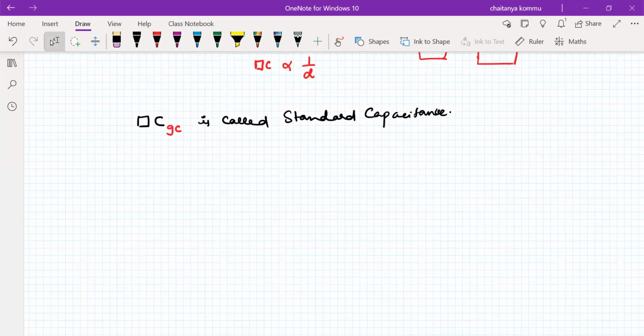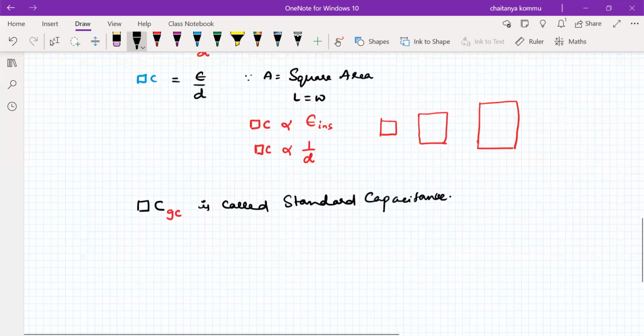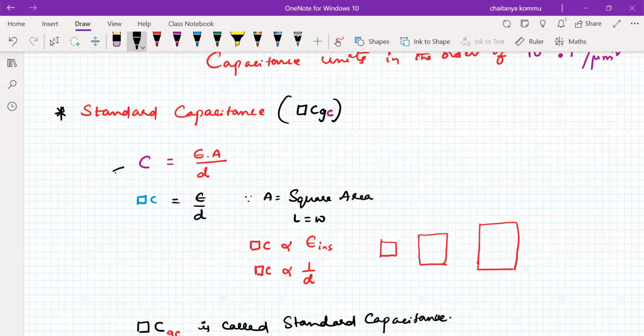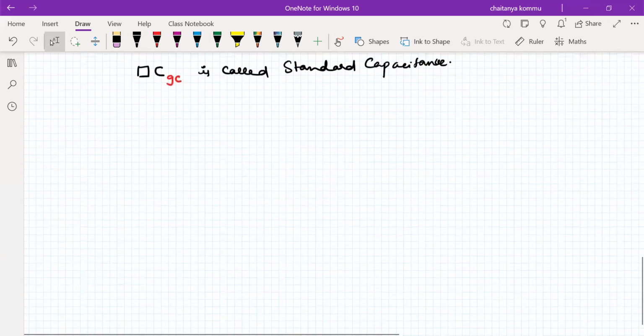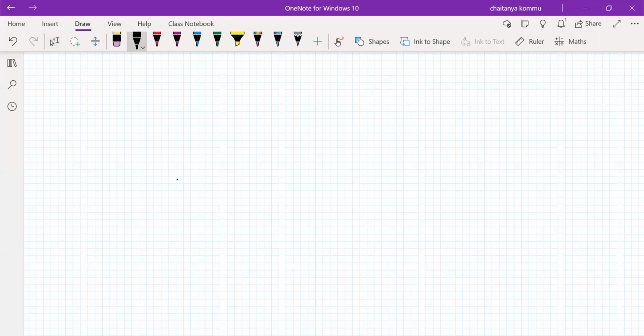Now, what is the absolute value for the gate to channel capacitance? Before going to the gate to channel capacitance, what exactly is the meaning of this one? As we know, according to this expression, what is the capacitance that is formed at different places? Let us do that one and we'll come back to the square CCC. What is exactly the square CCC value from that one? So we take this information.